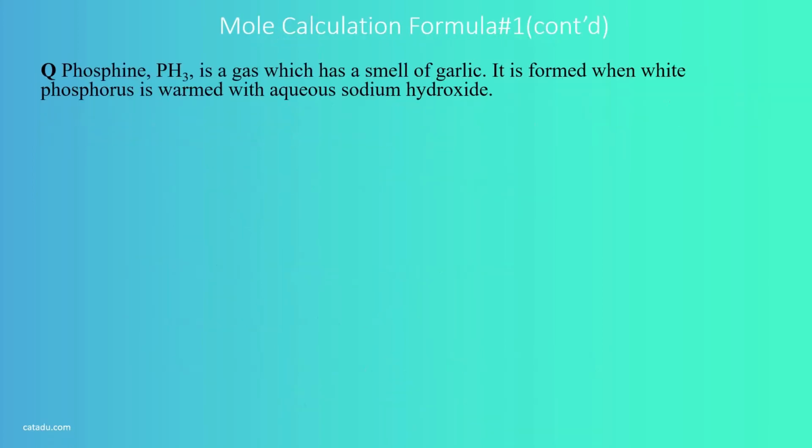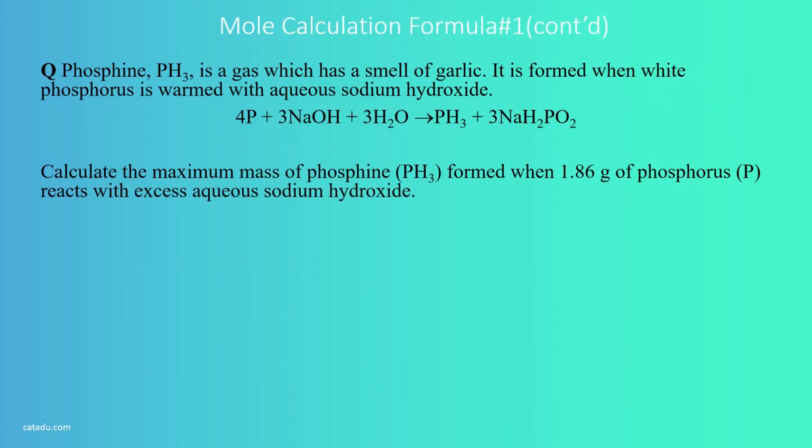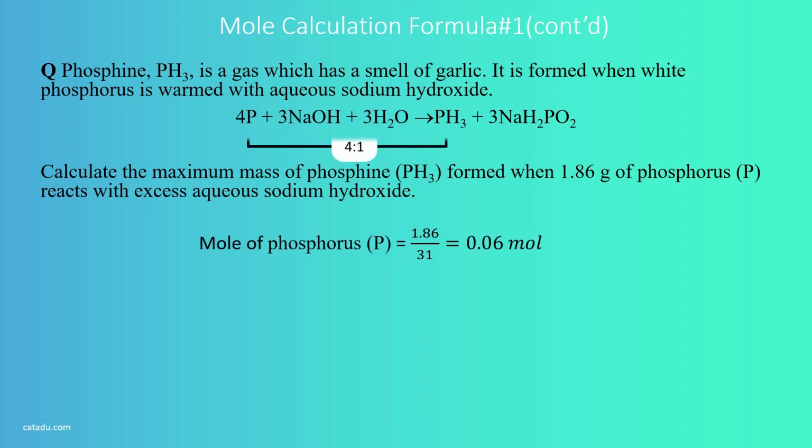Another problem is phosphorus and phosphine. In this case, the mass of phosphorus is given. My suggestion: find what data is given. Data given for the phosphorus is 1.86. You have to convert it to the mole. Then you have to make the stoichiometric relation. Before that, you must ensure the equation is balanced. Phosphorus P4 and phosphine PH3: the relation is 4:1.